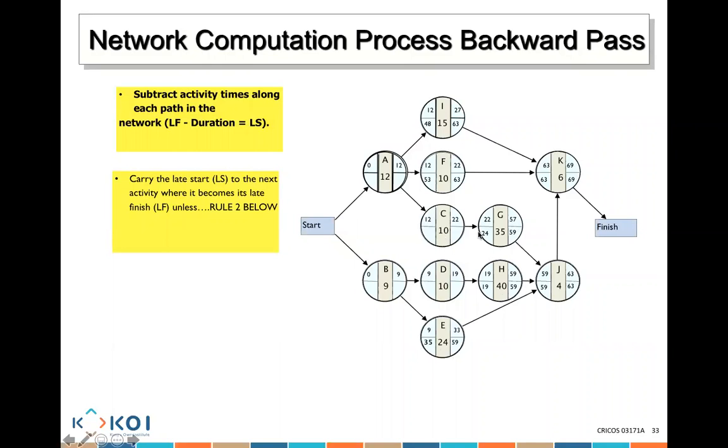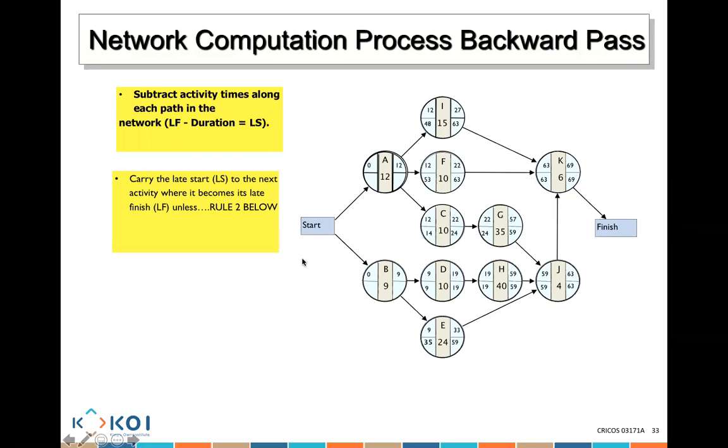Now, let's look here. If this is 24, what's the latest finish of the one before it? If that's a latest start of 24, the latest finish here is 24. So this latest start becomes the latest finish. So 24 minus 10 becomes 14. Now I have a latest start of 19 here. What's the latest finish here? 19. 19 minus 10 is 9.